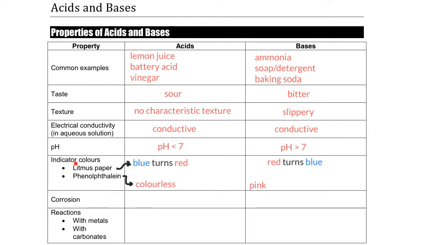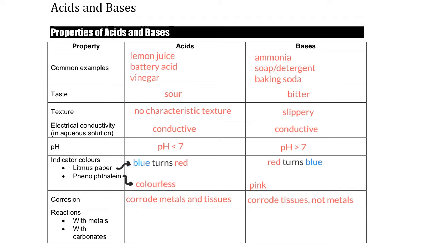There are different indicators, something you can add to the solution to see if it's an acid or a base. So if you use blue litmus paper and it turns red, that means it's an acid. If you use red litmus paper and it turns blue, that means it's a base. Now you can also use an indicator called phenolphthalein. That's a fun word to say. If you add phenolphthalein to your solution and it remains colorless, that means your solution is an acid. If you add it and it turns pink, that means your solution is a base.